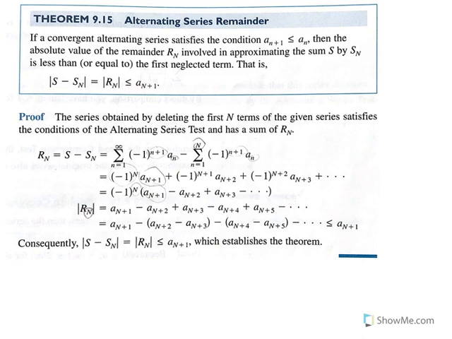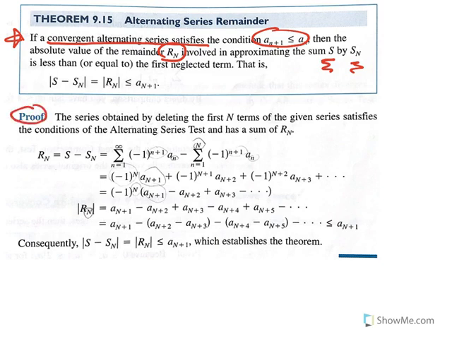So we've looked at the alternating series remainder theorem and a couple of applications of it. So now we'll take a brief look at the proof that is in your textbook. In this theorem, we have a convergent alternating series satisfying this condition. So that's given information. And we want to show that if that's the case, then the absolute value of the remainder R sub n in approximating the infinite sum by the nth partial sum is less than or equal to the first neglected term, as we have seen in our examples.